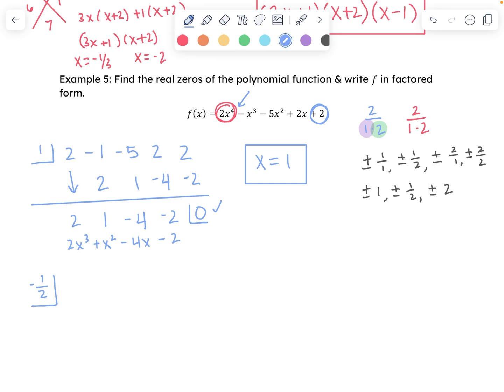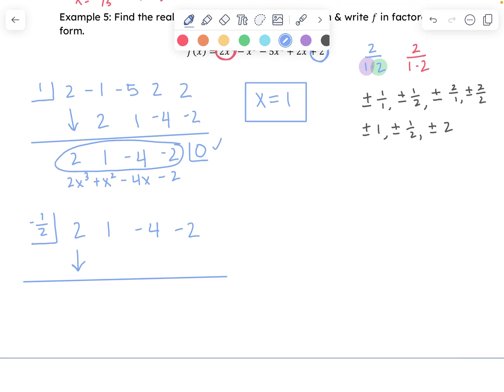So I'm going to do negative 1/2, and I am going to use these numbers. So the 2, 1, negative 4, and negative 2. I don't have to go back to the original numbers. I can go with these numbers so that I can get down to a quadratic that I can factor. So I'm going to have 2 times negative 1/2, which is negative 1, gives me a 0. So when I get that again, gives me a negative 4. Negative 4 times negative 1/2 is a positive 2, which gets me a 0, and that works. So x equals negative 1/2 is one of my answers.